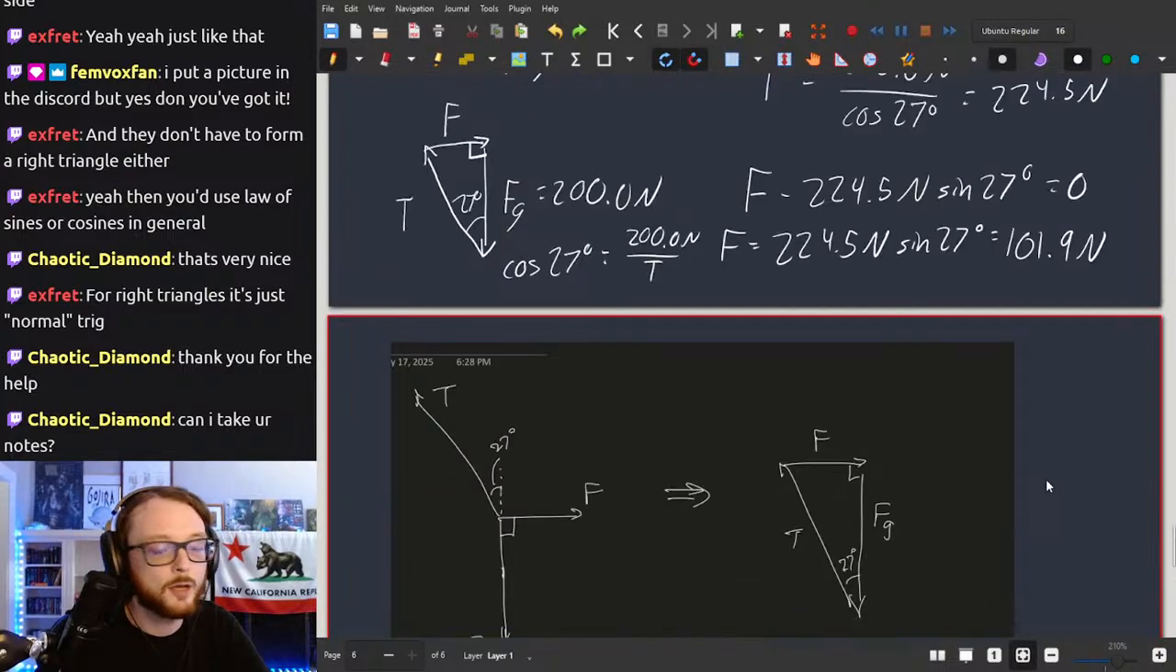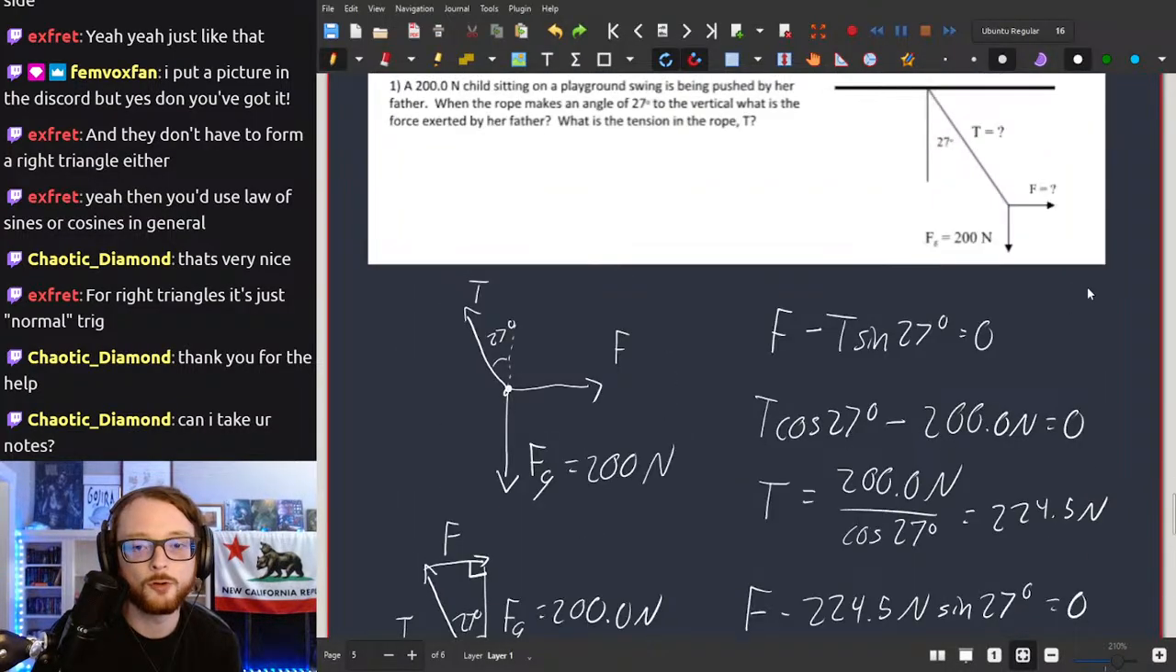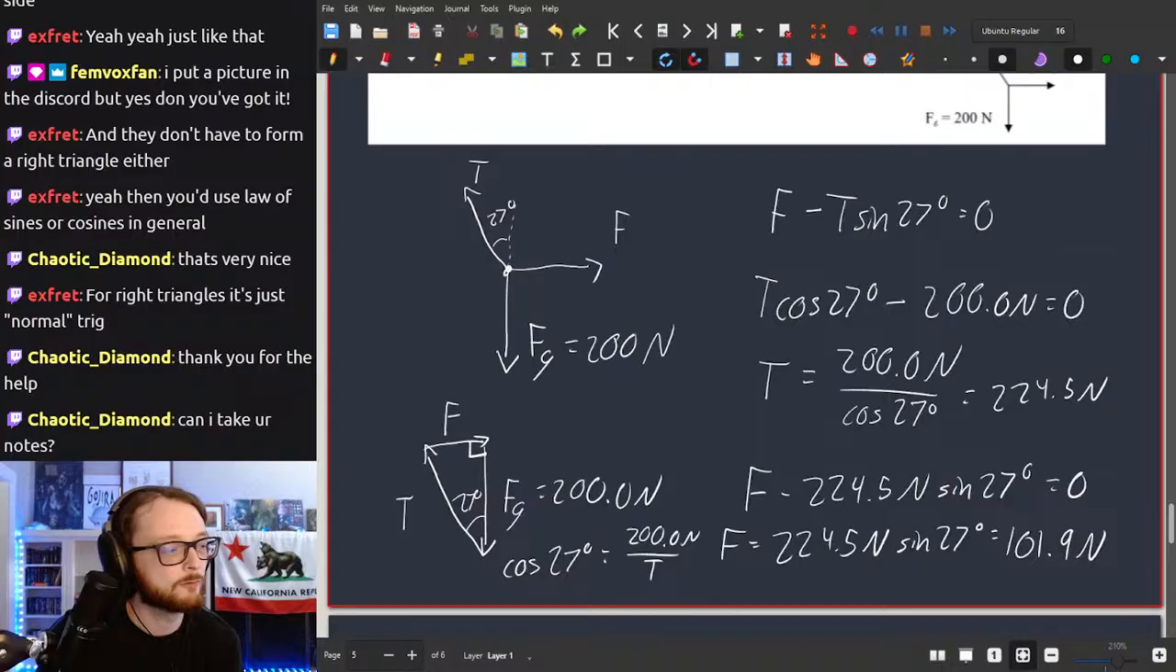Oh yeah, the notes that Femox posted are just in the Discord. If you want the notes that I wrote, they can take a screenshot of them here, or I can post one if that's easier for you. I just remembered, I got you mixed up with chaotic dude, who does know a lot of physics. I just remembered his actual name now.